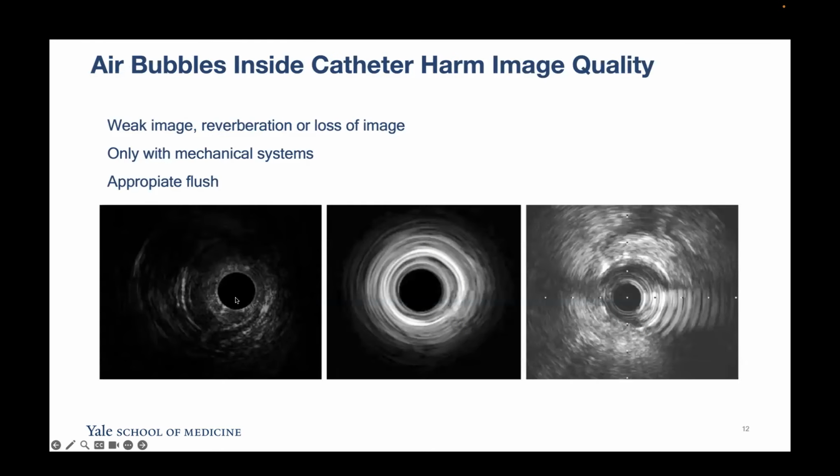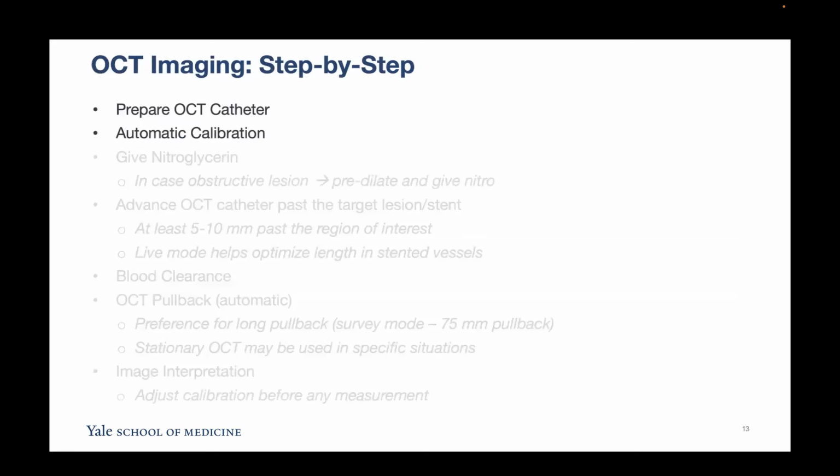I cannot stress more the fact that the mechanical catheters require flushing extensively. So air bubbles inside the catheter harm the image. This is a horrible case with lots of air here. We don't see anything of the vessel. Sometimes we have these ring down artifacts or reverberations, and you see that the reverberations come from the catheter, not the plaque behind. So this is all air which harm image quality, and then you open an IVUS catheter and you cannot do much with it.